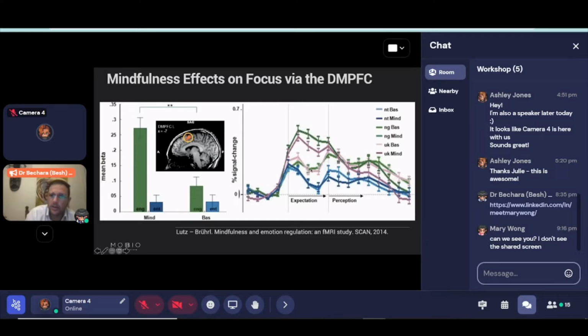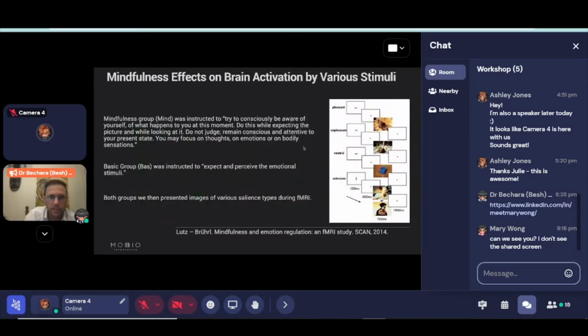And so what this is showing us is that in the act of trying not to judge, and that's what they're doing, if we go back to the instructions that they're given, one thing they're told is, do not judge. Remain conscious and attentive to your present state. So these people are being primed at this stage, with this unpleasant or this unknown vertical bar, that something is going to come in and it could be emotionally charged for them.